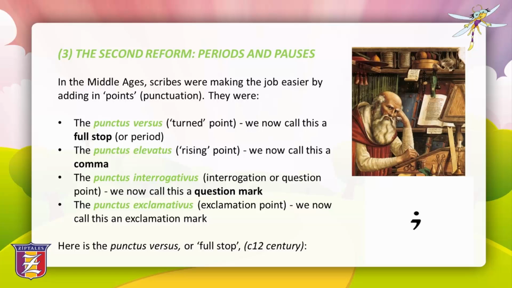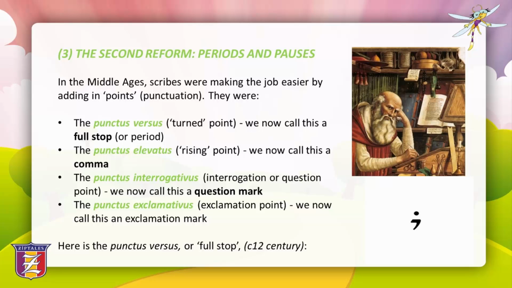Around the beginning of the Middle Ages, scribes and other professional readers were routinely making the job easier by adding in points or punctuation. The major ones that developed then were the punctus versus, or turned point, a long break, as at the end of a sentence. We now call this a full stop or period. It looked in those days like a modern semicolon.